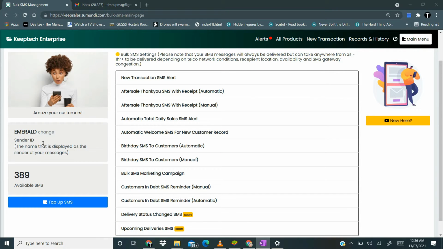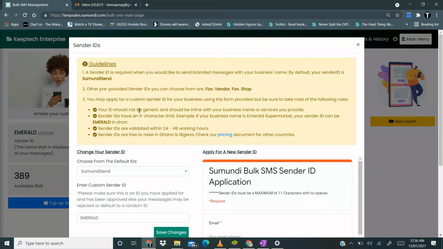One of the guidelines has to do with the sender IDs. So we are going to look at the guidelines. In this video, we will specifically talk about just guidelines.